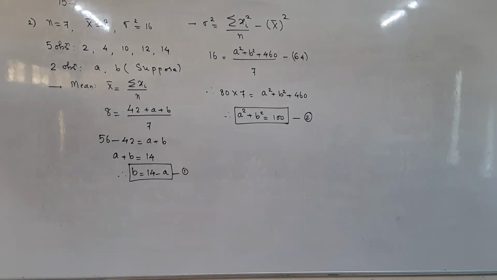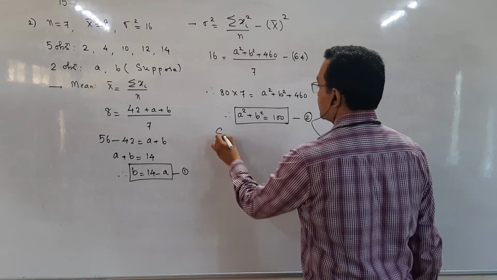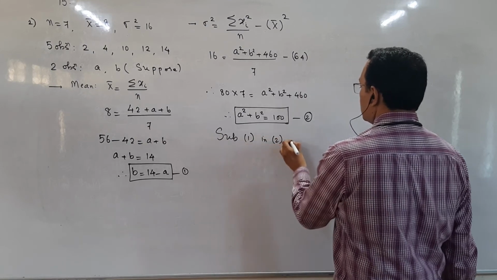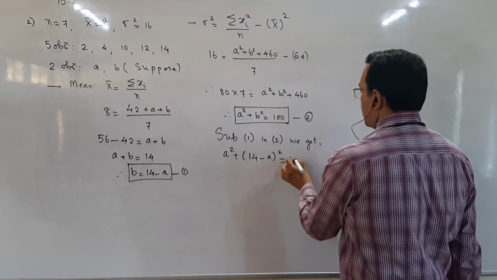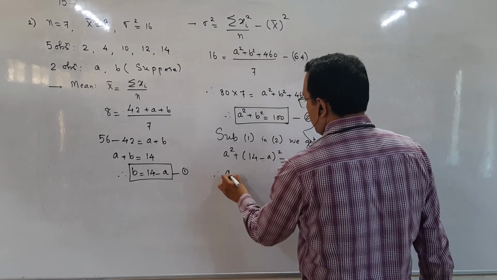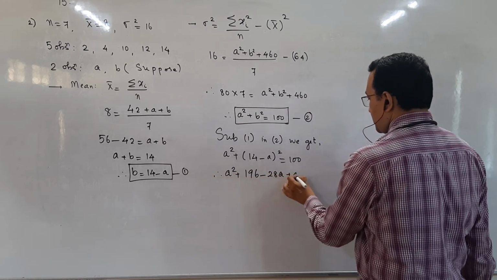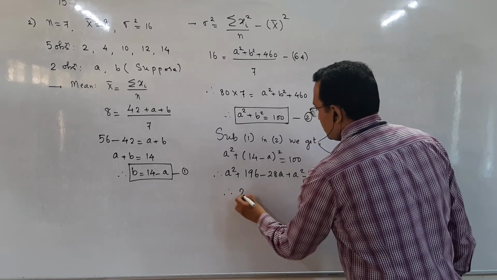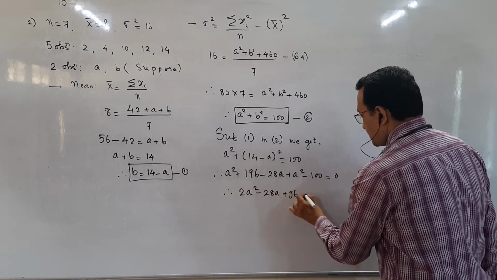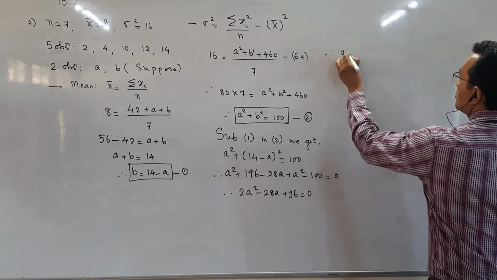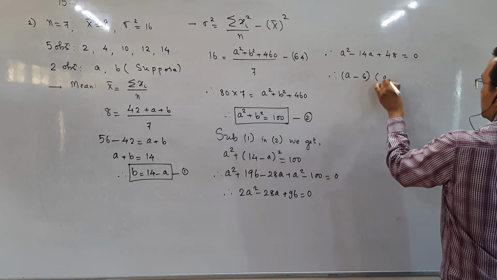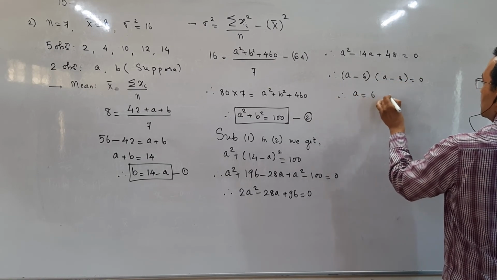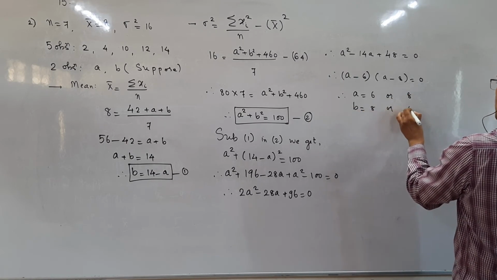Same approach, students, exactly the same approach as in sum number 1. Now students, substituting 1 in 2, we get A square plus 14 minus A, the whole square is equal to 100. Therefore, A square plus 196 minus 28A plus A square minus 100 is 0. So twice A square minus 28A plus 96 is equal to 0. Divide by 2. So A square minus 14A plus 48 is equal to 0. 6 eights are 48. So A minus 6, A minus 8. Therefore, A is equal to 6 or 8. Correspondingly, B is equal to 8 or 6.